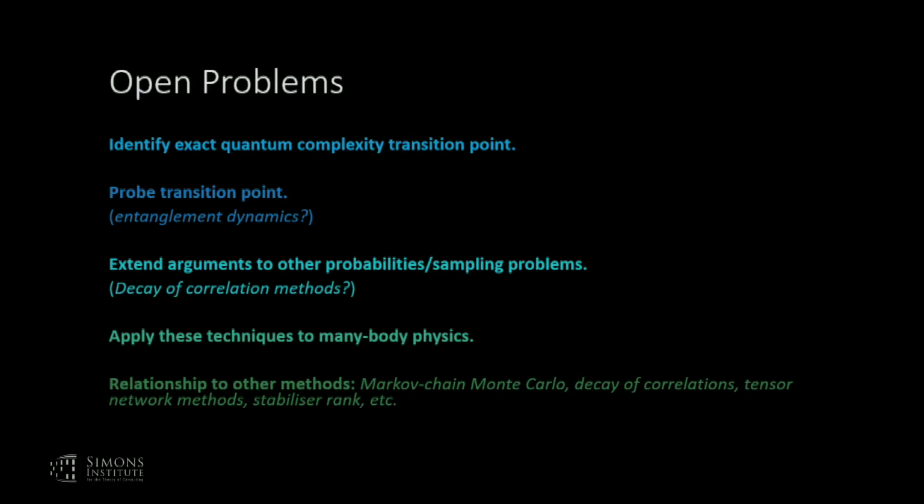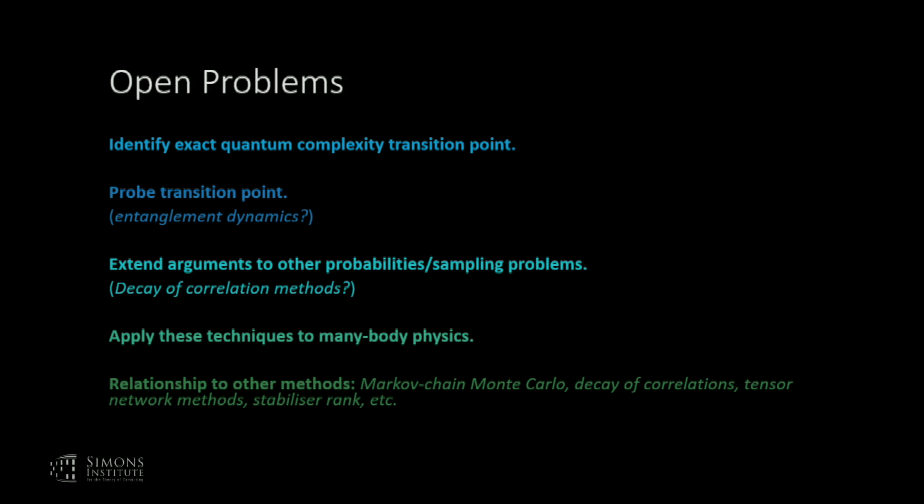Okay, so the open problems in this. We'd like to identify an exact quantum complexity transition point. So we know in the real case, for the Ising model, we know an exact transition point, and we'd like to be able to do the same along the imaginary axis. We'd also like to experimentally or physically probe the transition point, as we expect at some point there's got to be some physical properties of this system that means that it goes from easy to simulate to hard. So maybe the entanglement dynamics go from short range to long range, or there's some interesting physics there.